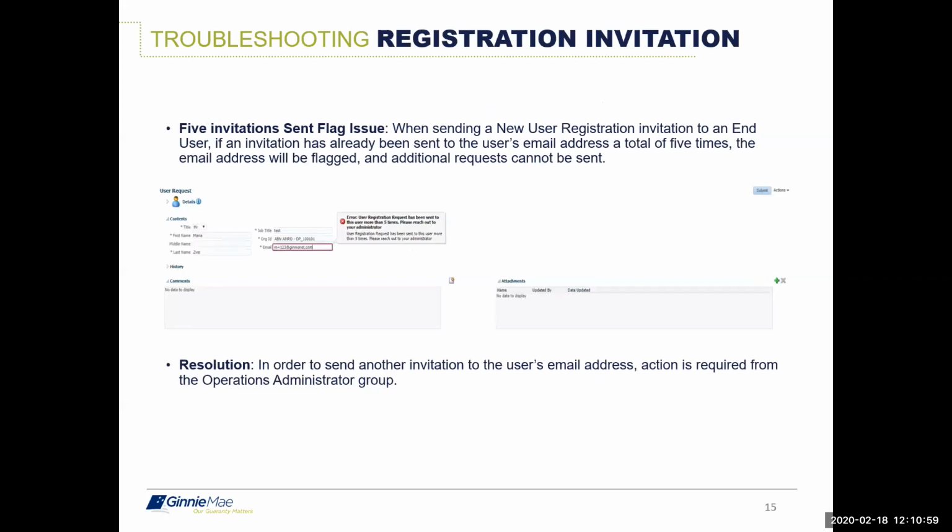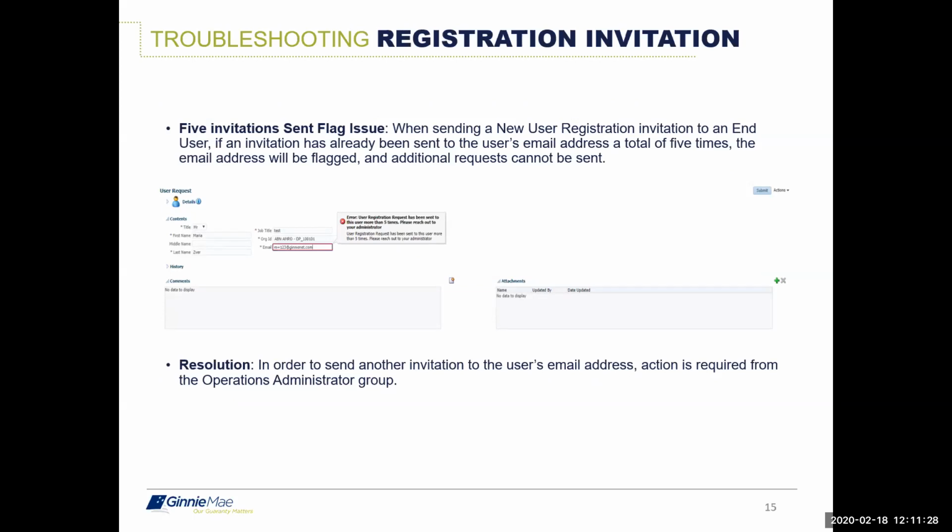Okay. Now, if you do get this, that either the person is on vacation or the person said, I'm just ignoring your email completely. So the 5 invitations sent flag. When sending a new registration invite to the end user, if the invitation has already been sent to the user email address a total of 5 times, the email address will be flagged and additional requests cannot be sent. So you just want to be careful there.